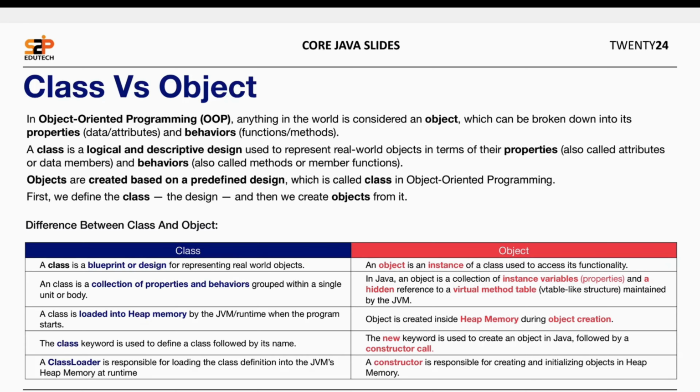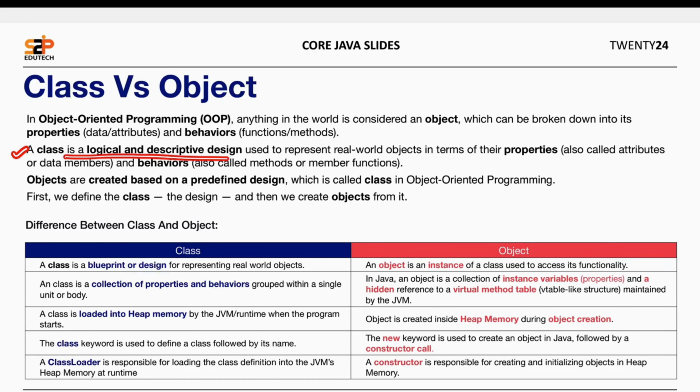In this video, we are going to learn about class versus object. We are going to learn what is the difference between class and object. See, in object-oriented programming, anything in this world can be considered as an object if it can be broken down into its properties and behavior, where properties are known as data members and behavior is known as member function.